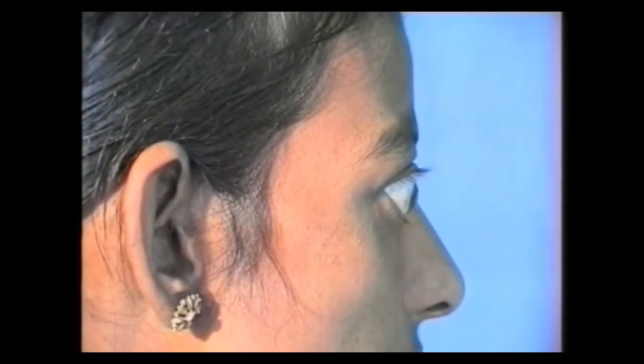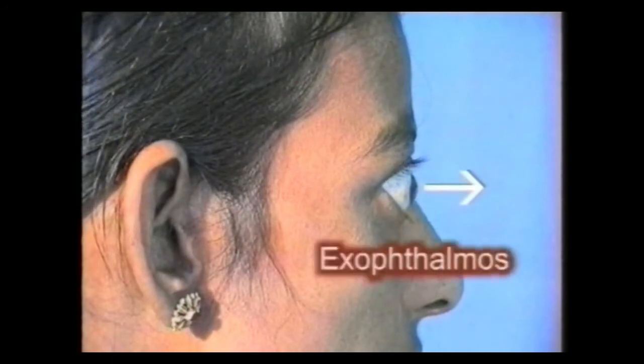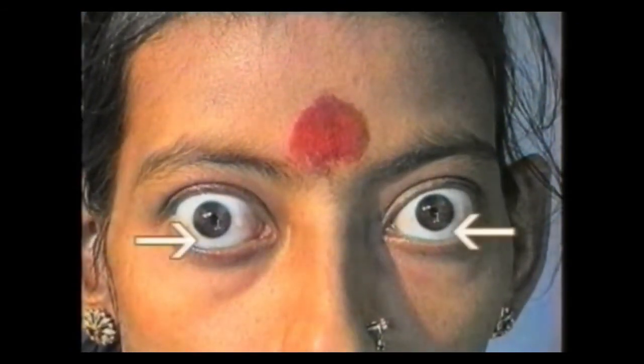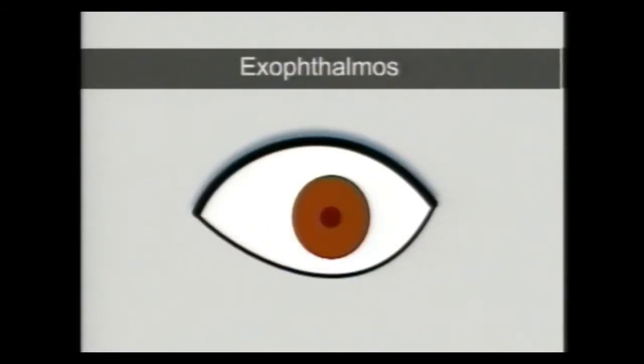With further progress of thyrotoxicosis, there is actual bulging of the eyeballs due to retroorbital edema and fat deposition. This is termed as exophthalmos. Ask the patient to stare horizontally forwards, and a strip of white sclera is visible between the inferior limbus and the lower eyelid. This has nothing to do with the upper lid retraction, and it is due to actual forward bulging of the eyeball, that is exophthalmos.